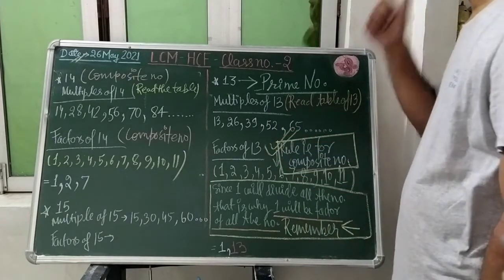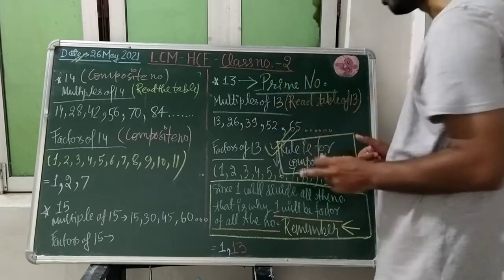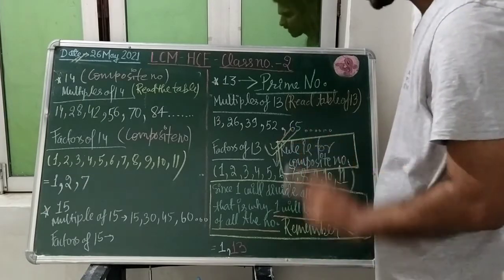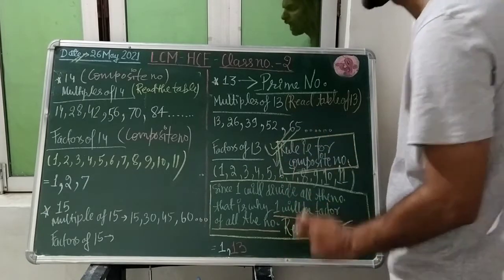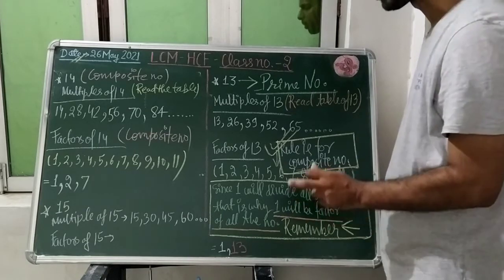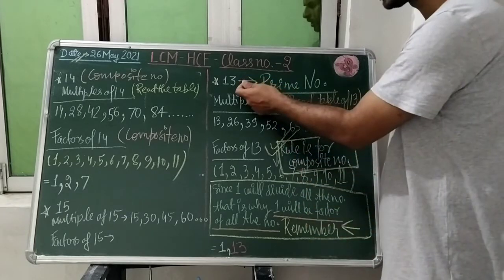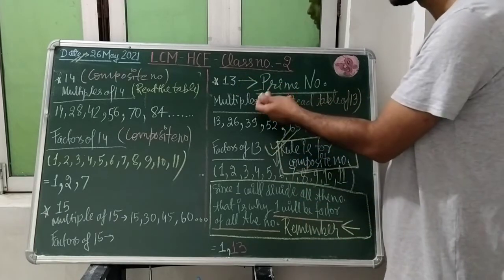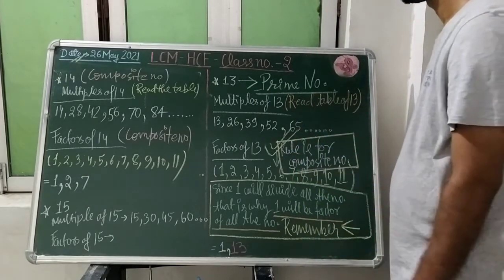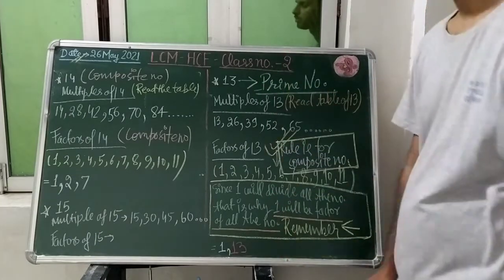When shall we talk about the factors of 13? Look, students, as 13 is a prime number, we will remember that the factors of a prime number are 1 and itself. So since 13 is a prime number, the factors of 13 will be 1 and 13 only. Factors of any prime number will be 1 and the number itself.